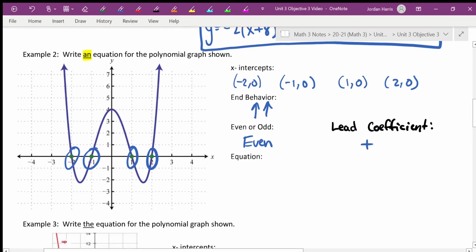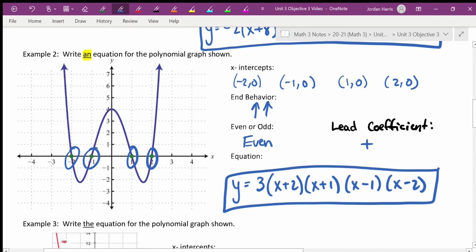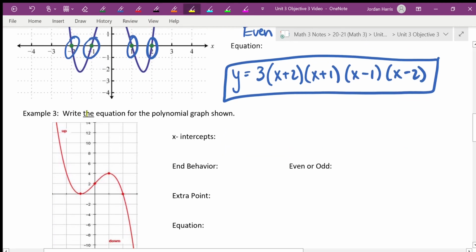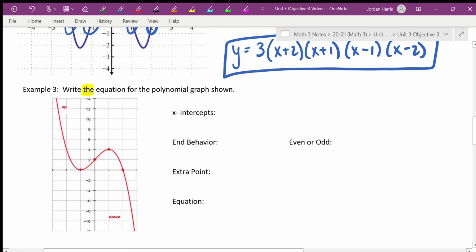Okay, so we write an equation. It has to be a positive lead coefficient, so I'm going to write a positive number. 3, doesn't matter. Now I need the factors that will create these intercepts. So x plus 2, if I set that equal to 0, I'd get -2. x plus 1, x minus 1, x minus 2. Done. That is an equation. That one's easy.